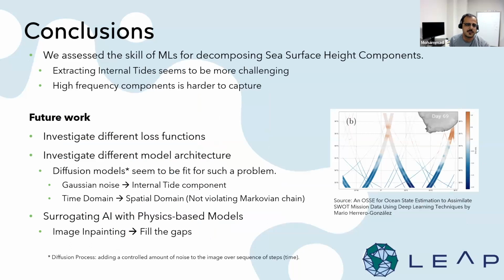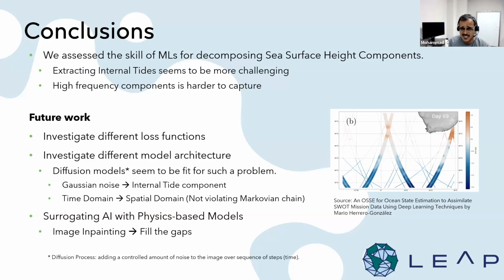As a conclusion, I would say we assessed the skill of machine learning for decomposing sea surface height components, and we found that extracting internal tides seems to be more challenging, and high frequency components are harder to capture and generate. For future work, we could investigate different loss functions and make our models stronger regarding the low frequencies, and also investigate different model architectures. I'm so optimistic about diffusion models because they seem so fit for such a problem.